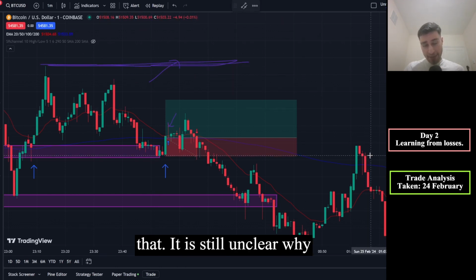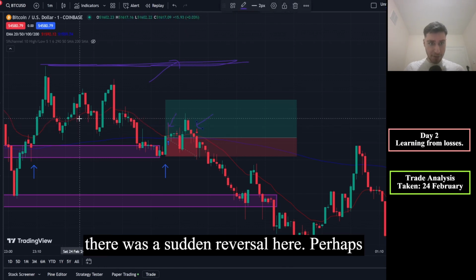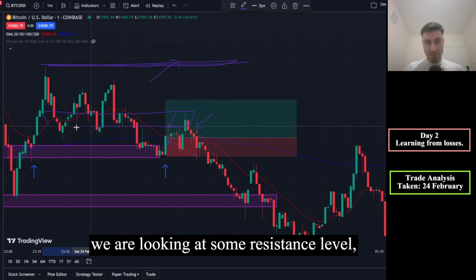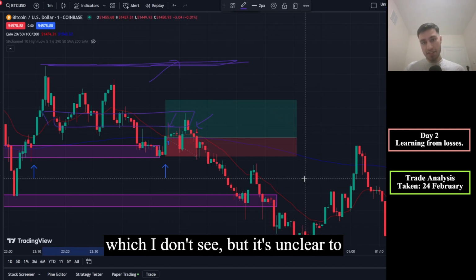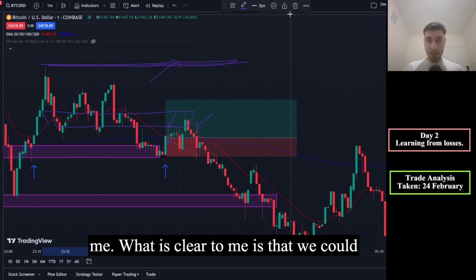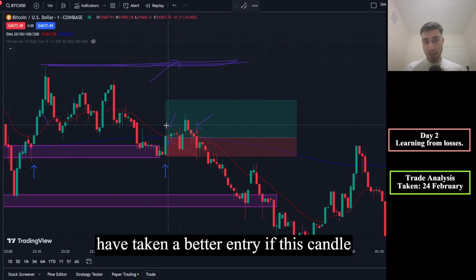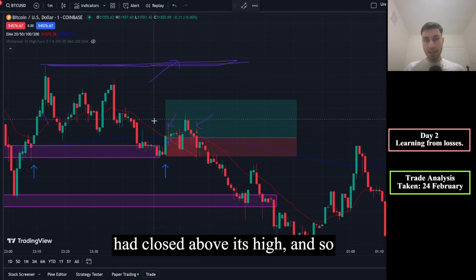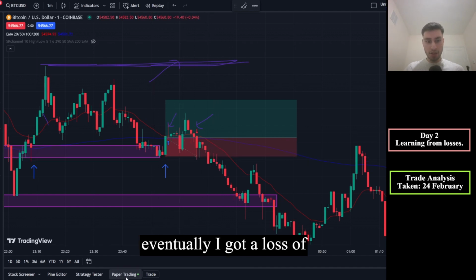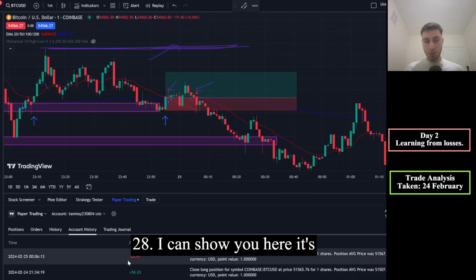So that was that. It is still unclear why there was a sudden reversal here. Perhaps we are looking at some resistance level which I don't see, but it's unclear to me. What is clear to me is that we could have taken a better entry if this candle had closed above its high. And so eventually I got a loss of 28. I can show you here, it's 25.41.